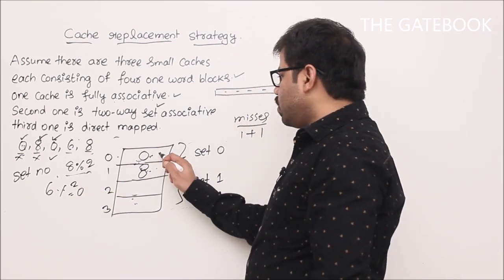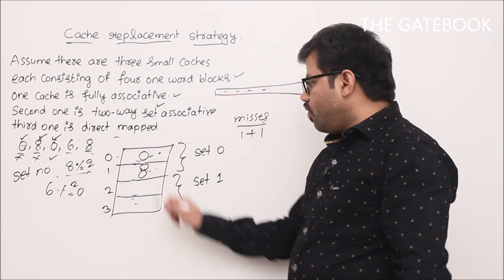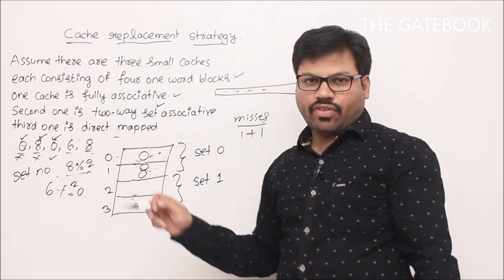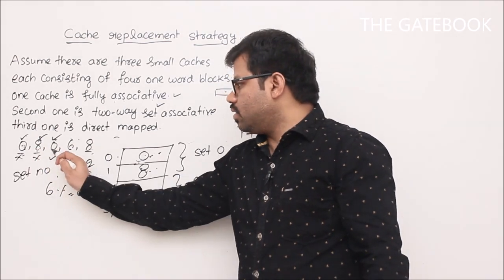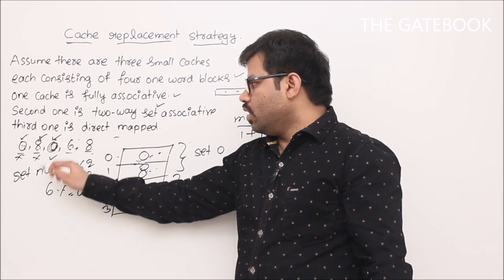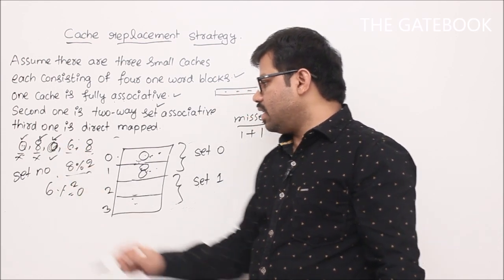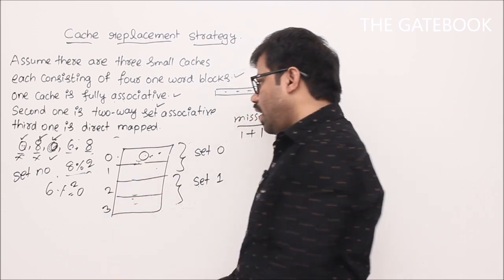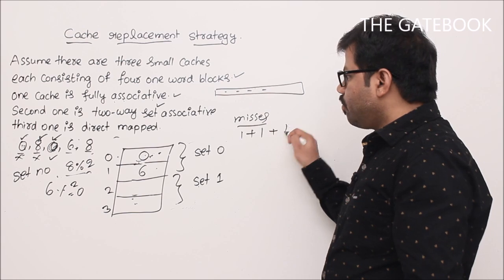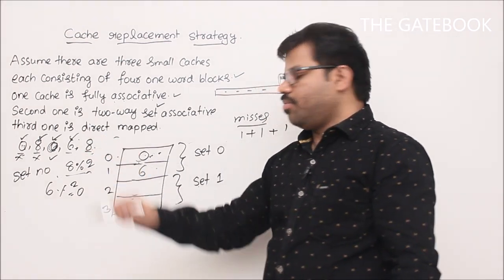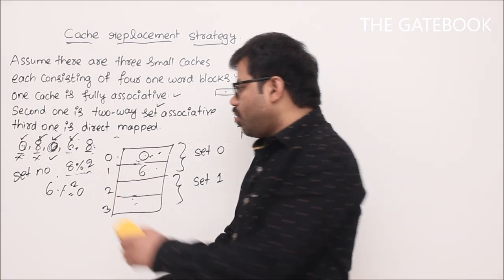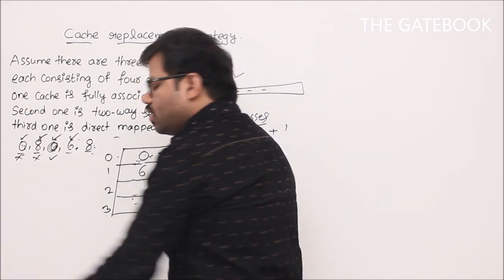Then 6 wants to come here, but we have now 0 and 8. Which one is least recently used? See the data, you can easily find out, right? So 0, 8, 0, after that 6. That means 0 is not least recently used. It is most recently used. 8 is least recently used. Then we remove this 8 and we keep 6 here. Correct? So how many misses so far? 3. After that, unfortunately, 8 came. Because of 8, what happens? We'll apply the same formula. We know that 8 modulo 2 is 0.